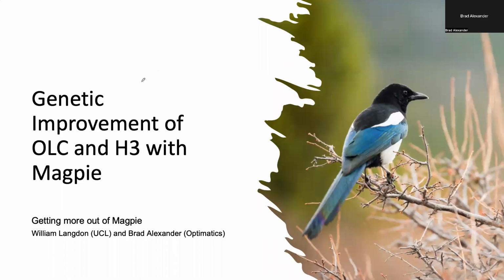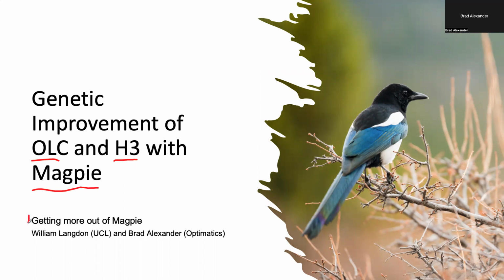Hi, I'm Brad Alexander, and today I'm presenting a paper called Genetic Improvement of OLC and H3 with Magpie. OLC and H3 are spatial libraries from Google and Uber, respectively. Magpie is a state-of-the-art genetic improvement library.